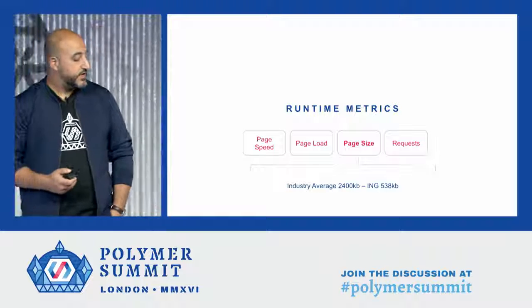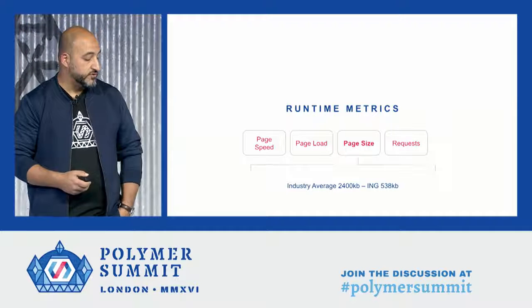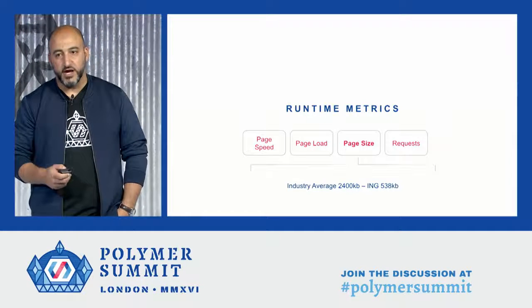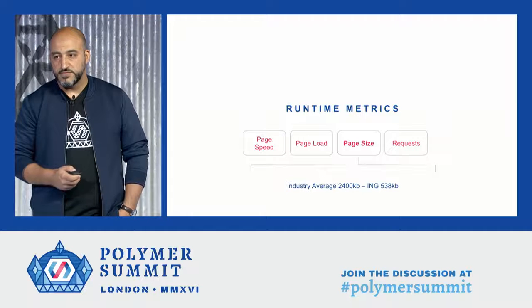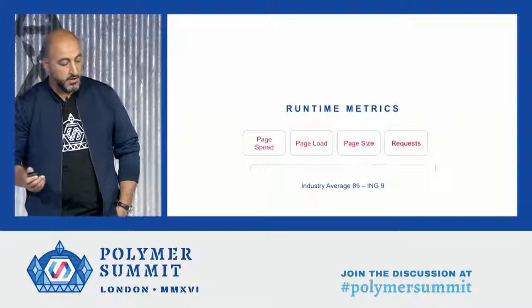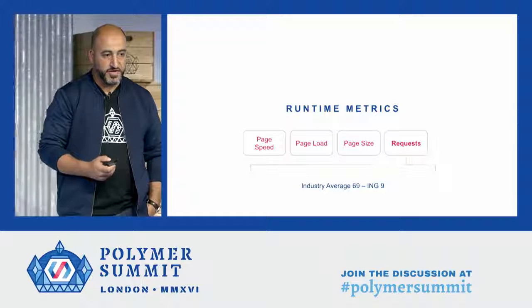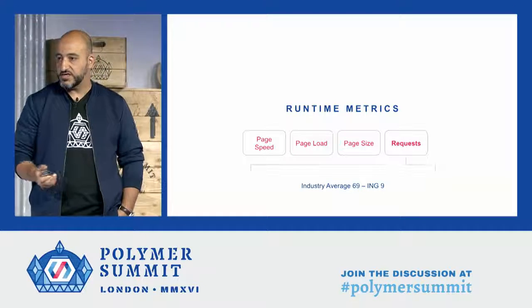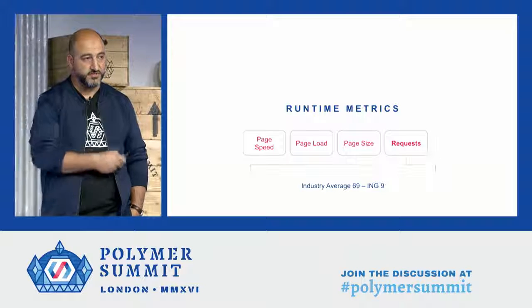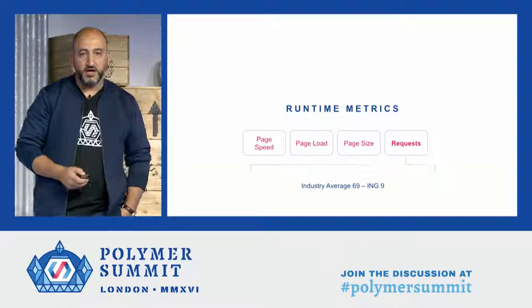Our page size, the industry average you heard earlier, is the size of Doom. Ours is 538 kilobytes. That's the whole app. That's everything. And the requests, the industry average for requests, believe it or not, is 69. And with HTTP 1, it's actually at 2, so it becomes even worse in terms of serial requests. And ING, it's 9.